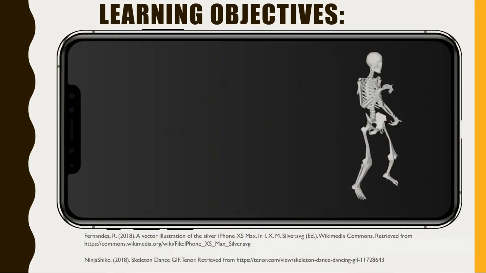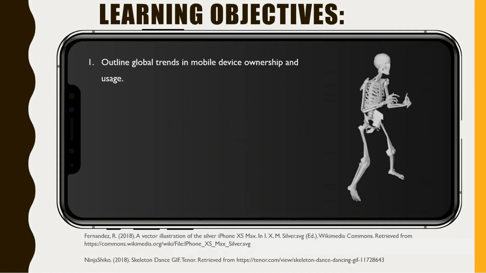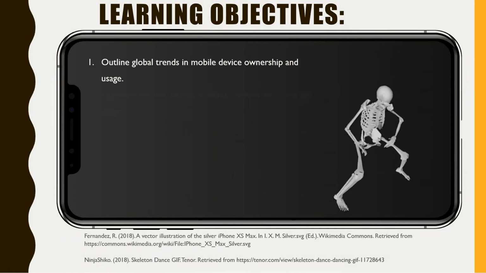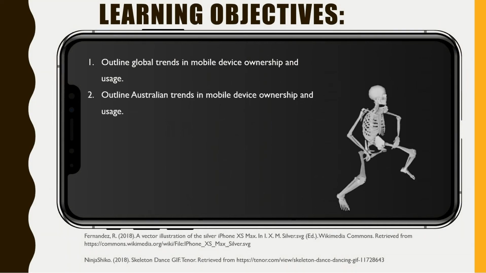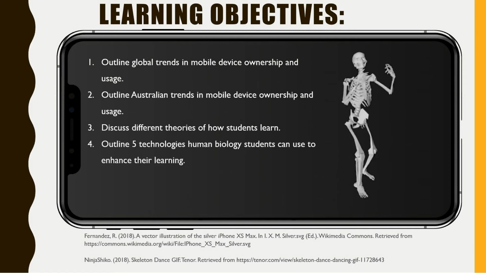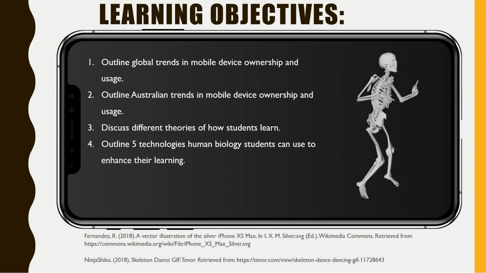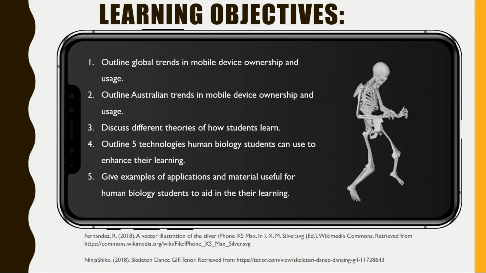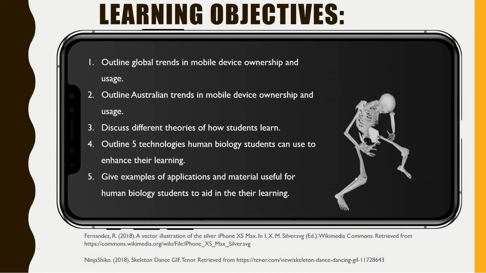The learning objectives of this guide are to outline global trends in mobile device ownership and usage, outline Australian trends in mobile device ownership and usage, discuss different theories of how students learn, outline 5 technologies human biology students can use to enhance their learning, and give examples of applications and material useful for human biology students to aid in their learning.